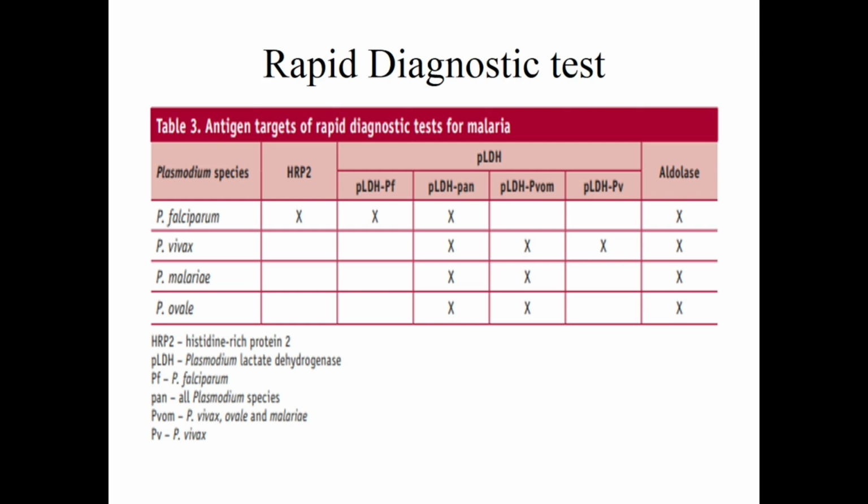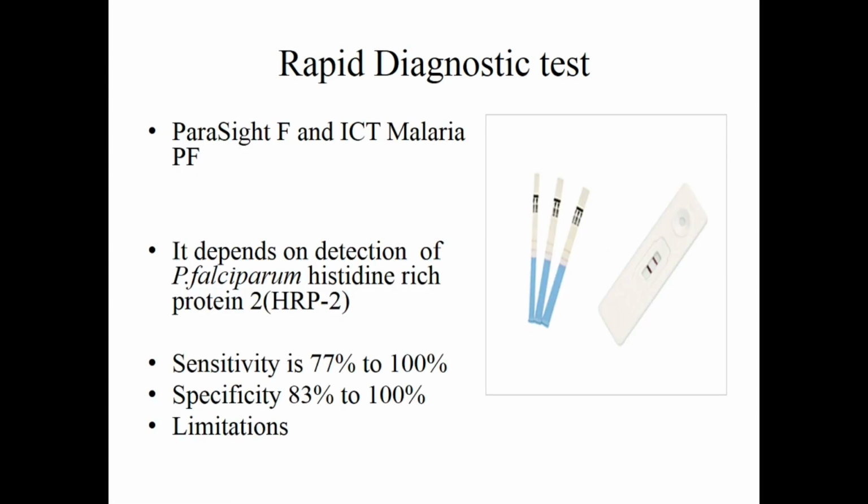But just remember that HRP2 is only produced by Plasmodium falciparum, whereas if you were to speciate Plasmodium vivax, malariae, ovale, you will not be able to speciate, because there are no tests available to speciate these parasites. So this is an example just to show you how the rapid diagnostic test looks like.